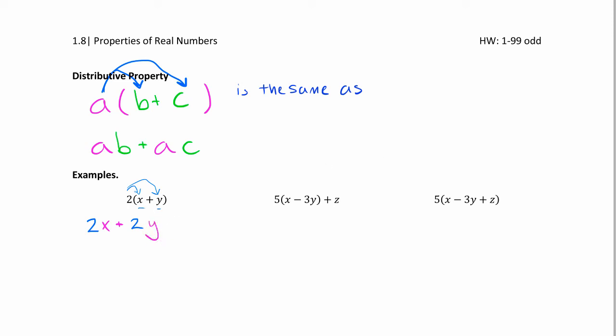And then that's considered fully simplified. And again, we'll talk about why I can't just add those things together and what like terms are about in chapter 2. Another way to think about this, and I think this is neat, is 2 times x plus y.